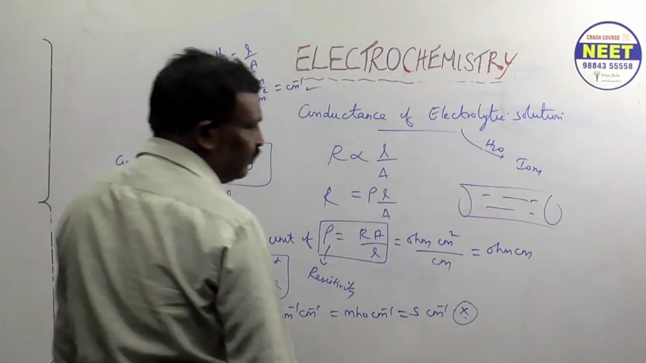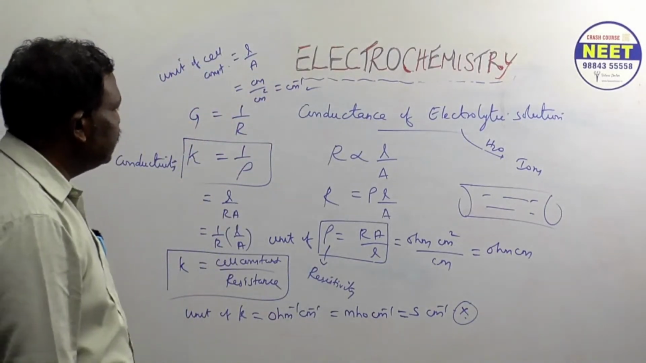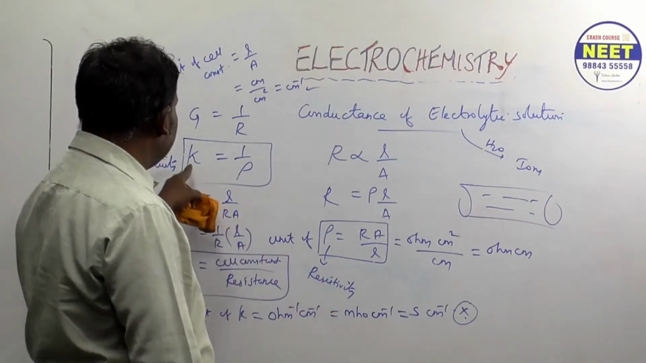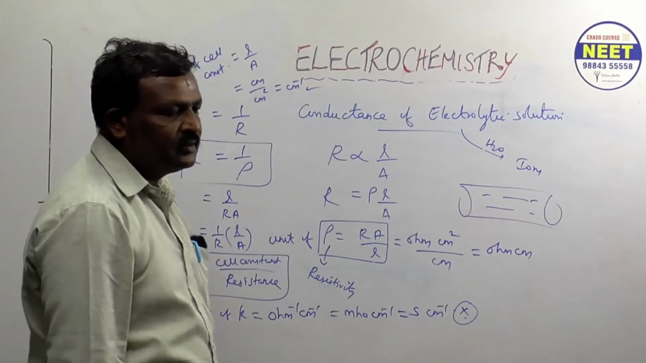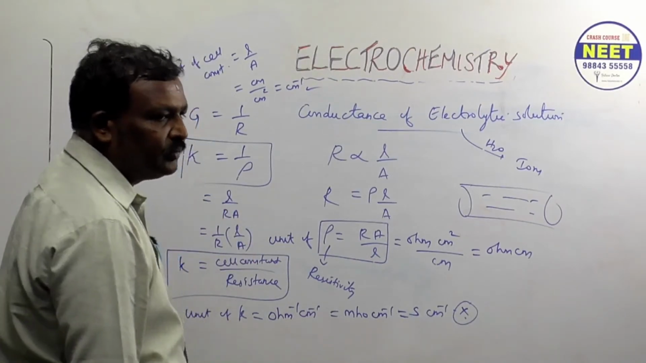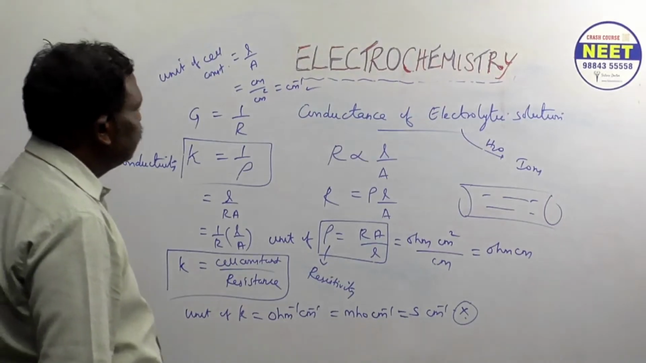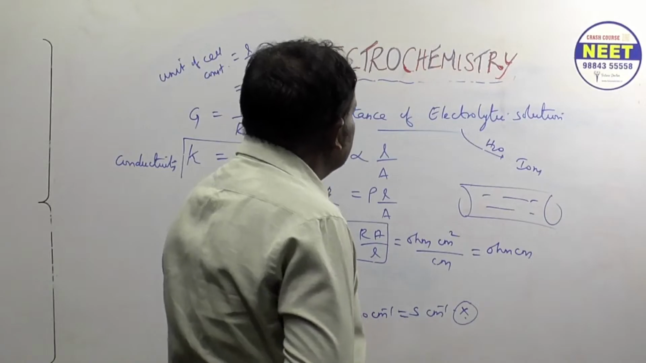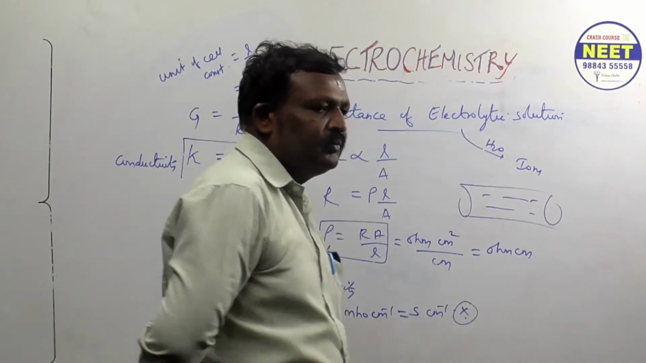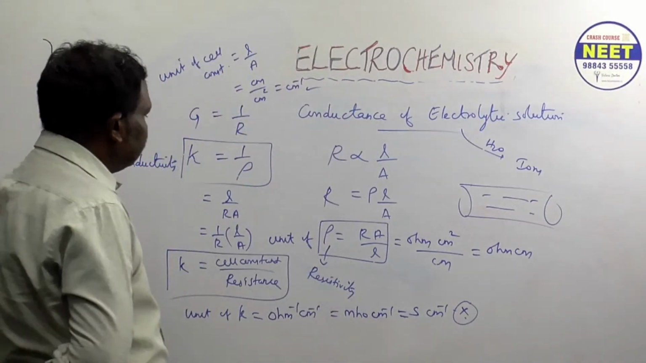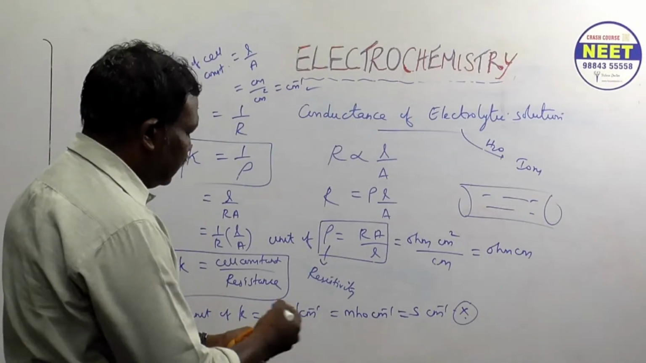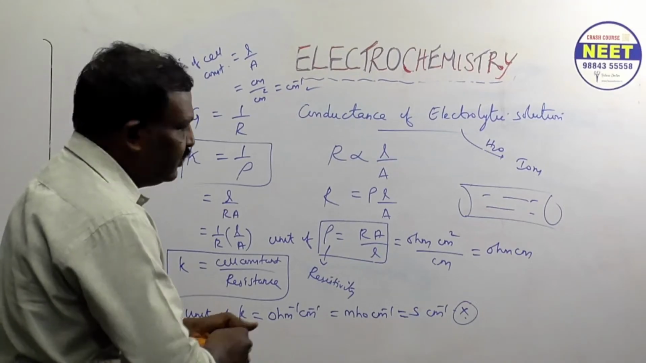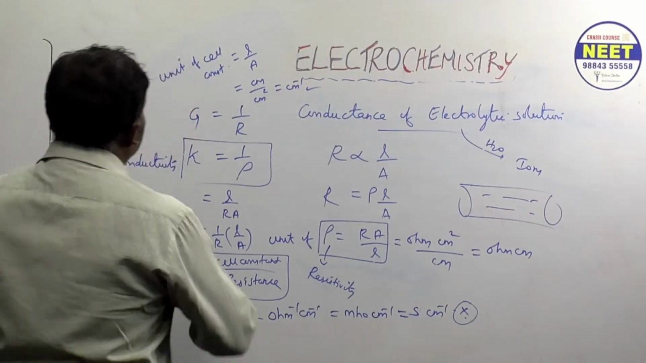Okay, right. All this information just write. Rho is called resistivity, kappa is called conductivity. Understood? Then another term I'm going to introduce, that's called molar conductivity. Finished all this?